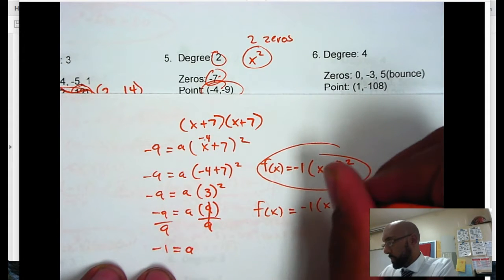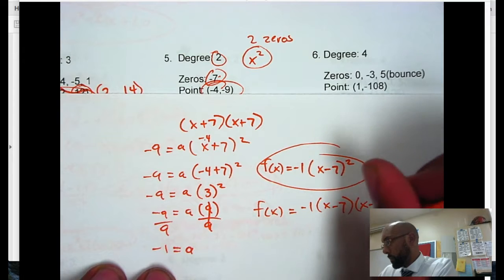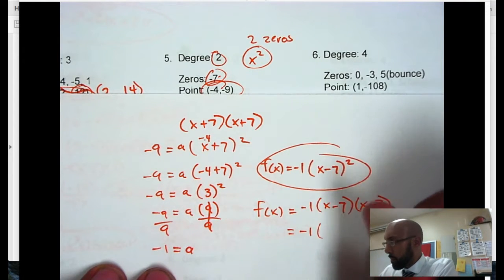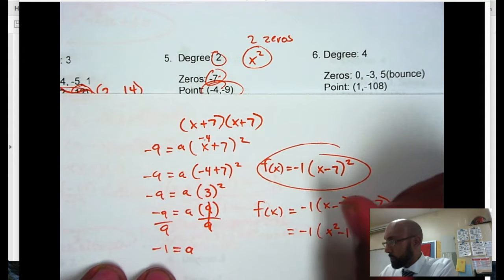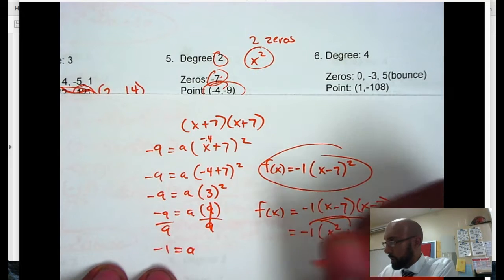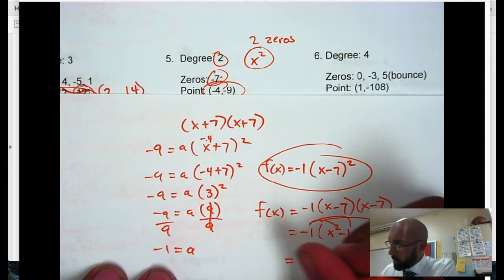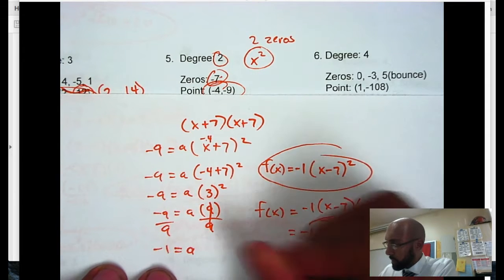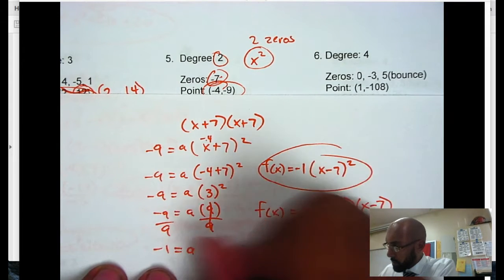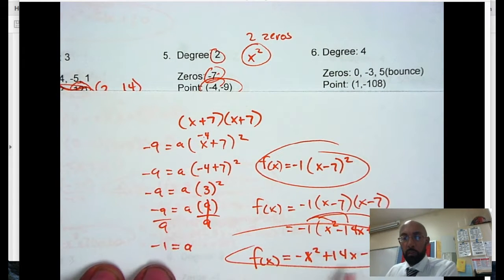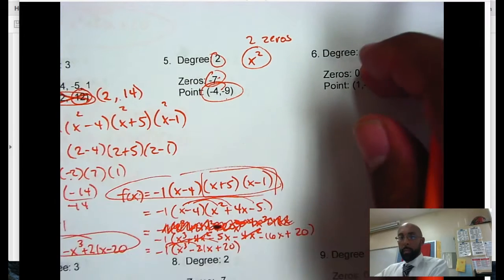So x minus 7 times x minus 7. So first we need to multiply that out. So x squared minus 14x plus 49. And then last step, distribute that negative 1. So we'll get f of x equals negative x squared plus 14x minus 49. Okay, and there's the standard form version of that equation. Okay, now going to the next one.